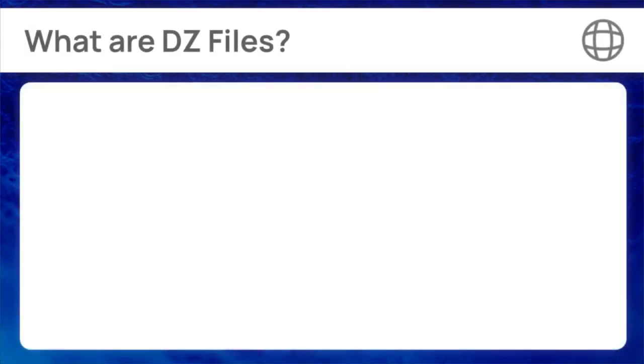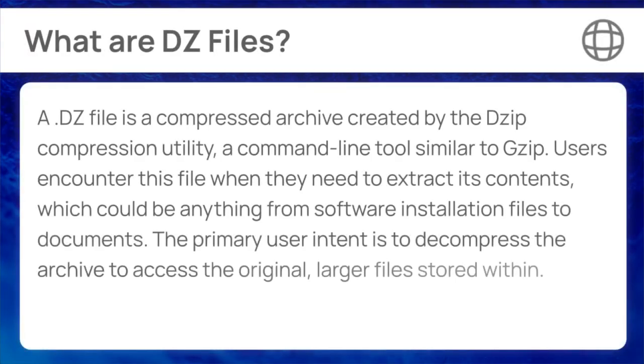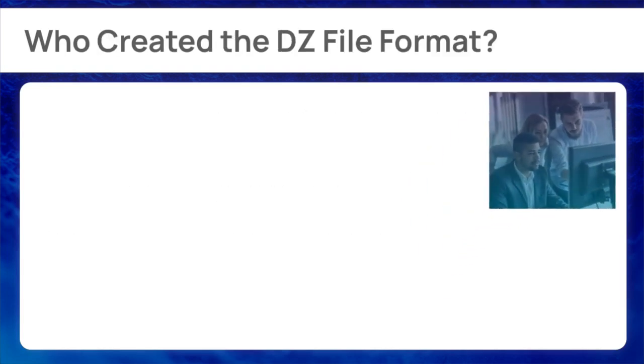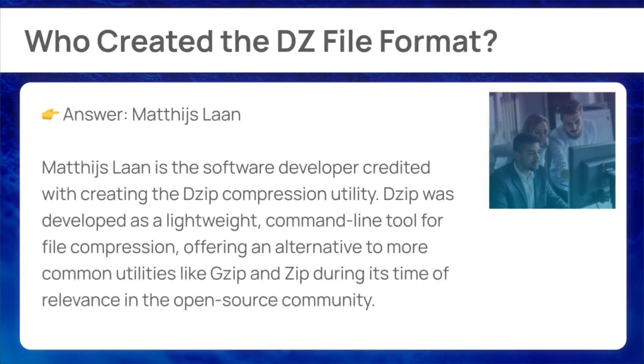A .dz file is a compressed archive created by the Dzip compression utility, a command line tool similar to Gzip. Users encounter this file when they need to extract its contents, which could be anything from software installation files to documents. The primary user intent is to decompress the archive to access the original, larger files stored within.